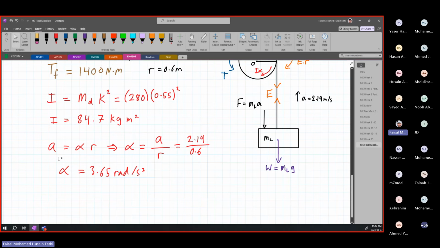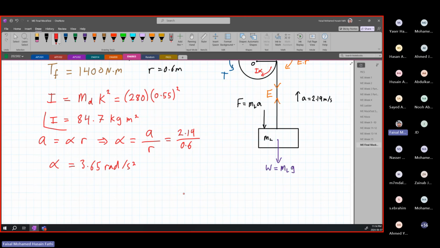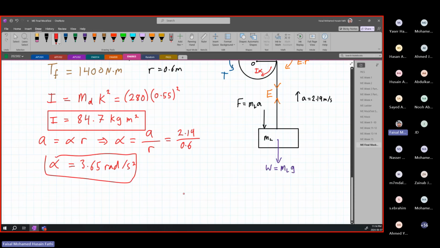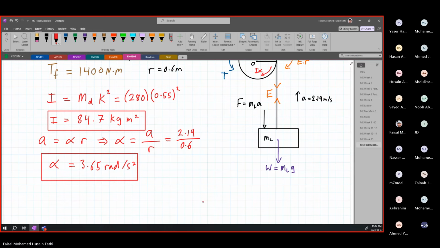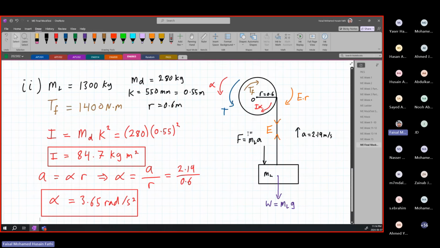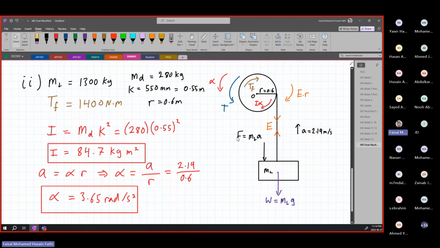Okay? So now we can find our I alpha. Our I alpha, we can multiply them and find it together. If you want, you can do it in one step here, but I prefer doing it later on in the equation. All right? So we have found our I over here, and we have found our alpha over here. Okay? Now, what else do we not have? We do not have now our force E. How can we find our force E?